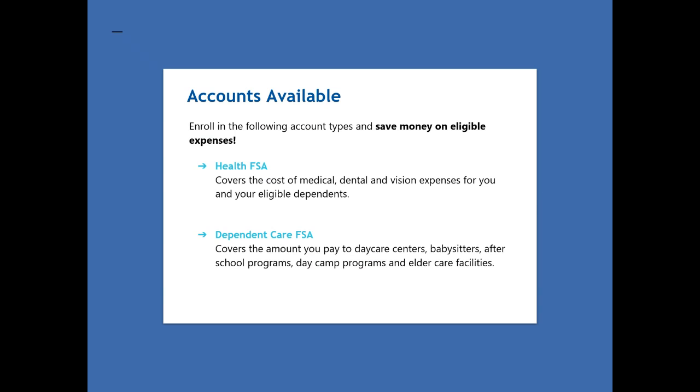As I mentioned, there's two different accounts available to you. The Health FSA covers the cost of medical, dental, and vision expenses for you and your eligible dependents. The Dependent Care FSA is used to cover the amount you pay to daycare centers, babysitters, after-school programs, day camps, and elder care facilities. And we'll talk a little bit more about each of those accounts now. Next slide.